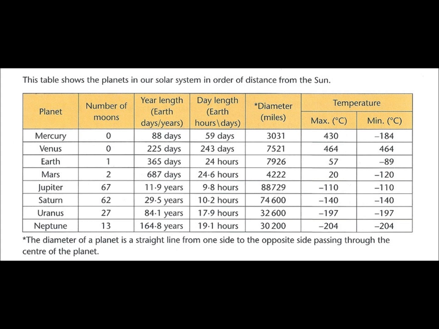What is the diameter of Mars in miles? And again to the right, you can see 4,222 miles, as shown by the green arrow. The maximum temperature on Mars is 20 degrees, not that warm. And the minimum temperature on Mars is minus 120 degrees centigrade, which is very, very cold indeed, much colder than anything we would experience on Earth.